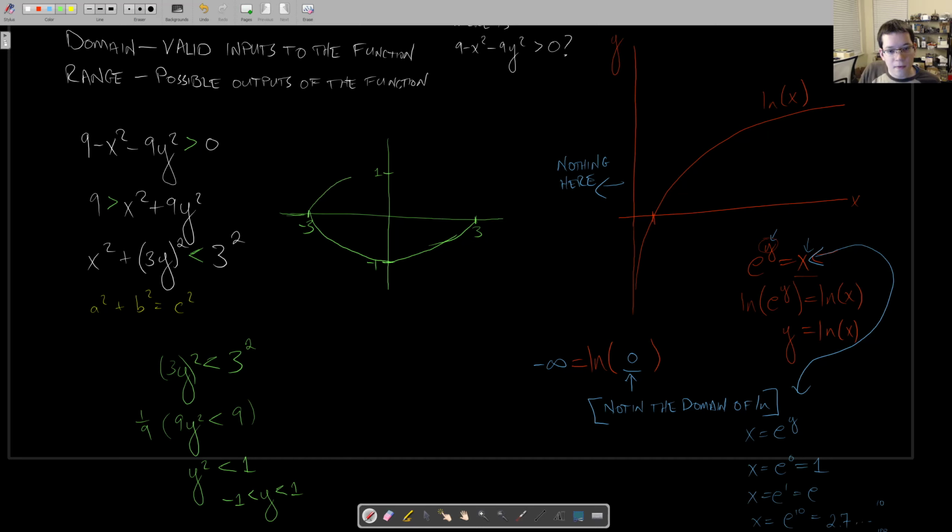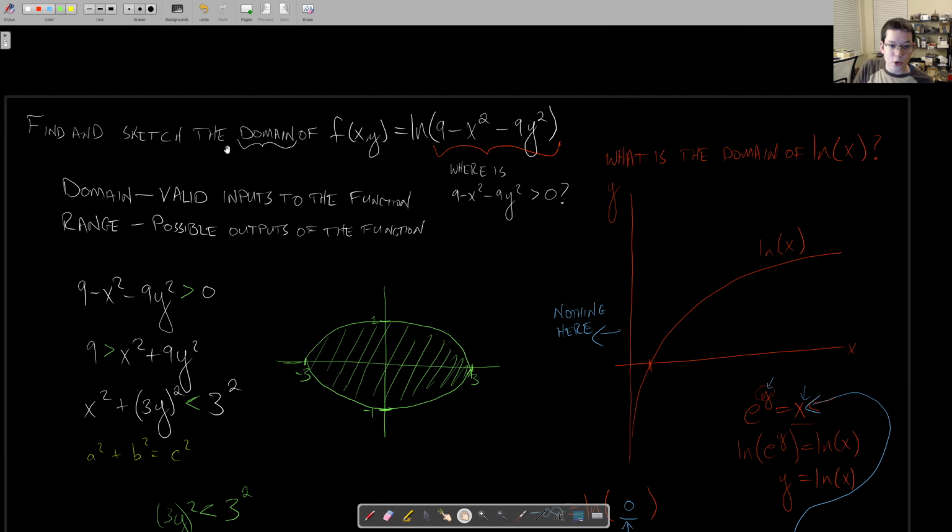Like that. And like that. And that is our region. Try and neaten that up a little bit. And that is the domain, found and sketched.